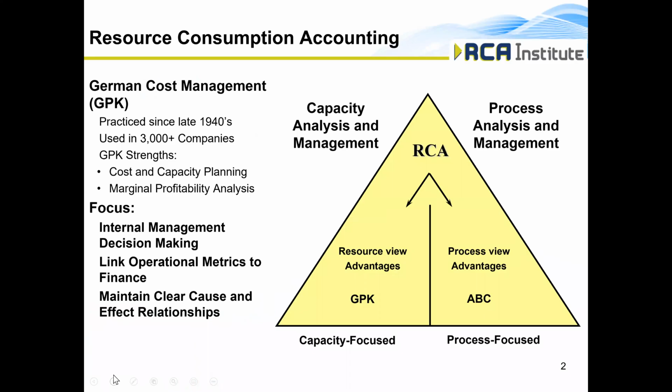I always start with this slide about resource consumption accounting. For those of you that aren't that familiar with it or are attending your first RCA Institute event, RCA is a combination of German management accounting methods, often known as GPK or Grenzplankostenrechnung in German. Pardon my pronunciation if you speak German. It also includes activity-based costing. Now, if you're not familiar with GPK, that's understandable. Not much of it has been translated into English. It's in wide use in Germany.